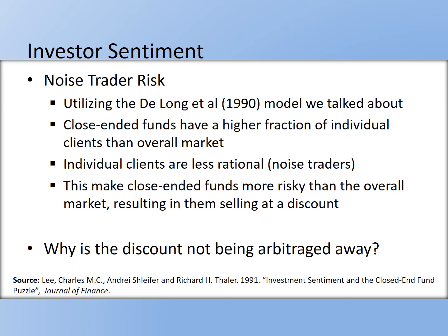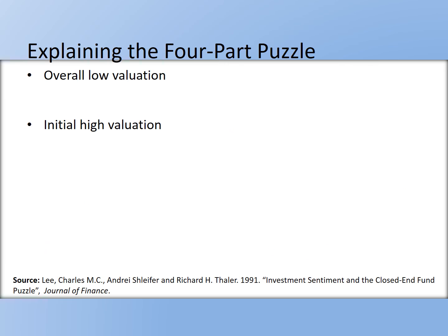And we explain why the discount is not being arbitraged away, because you have all these noise traders, individual traders, buying this asset that has higher return due to risk. Higher return helps people survive. So it might not be arbitraged away at all. So the four-part puzzle is explained.